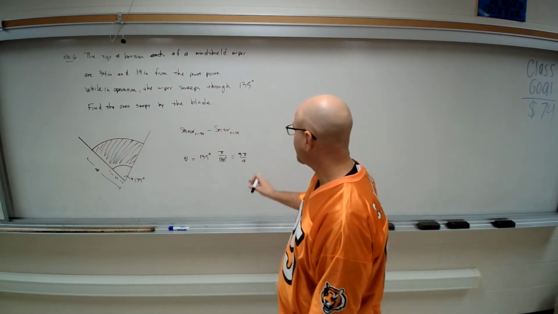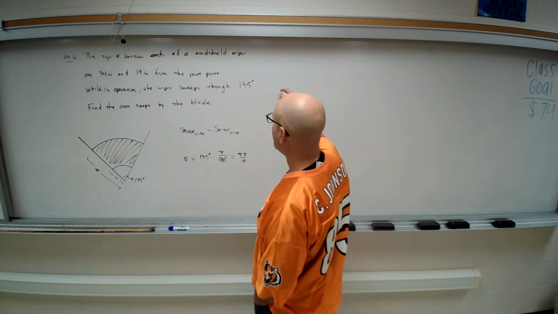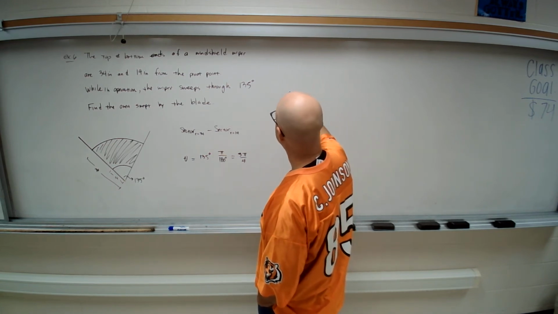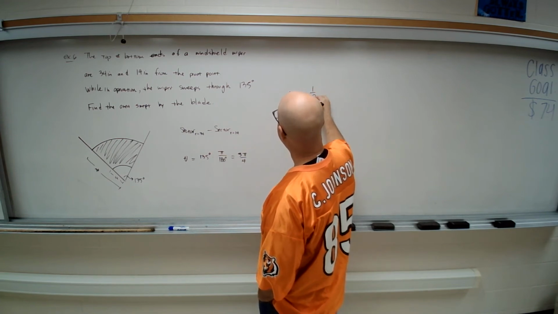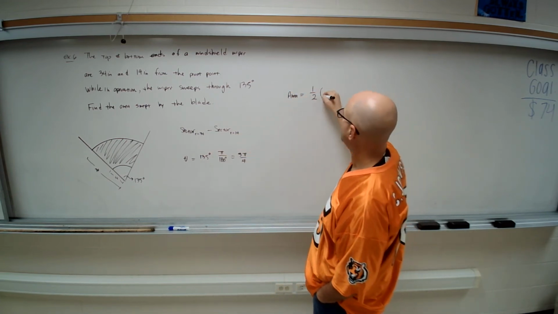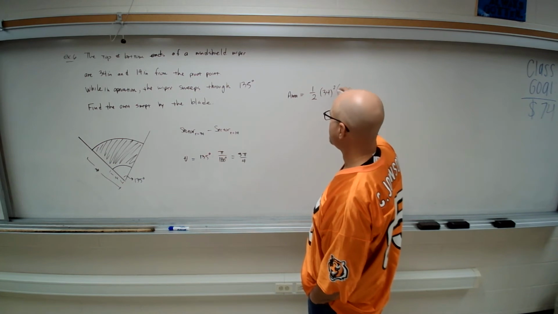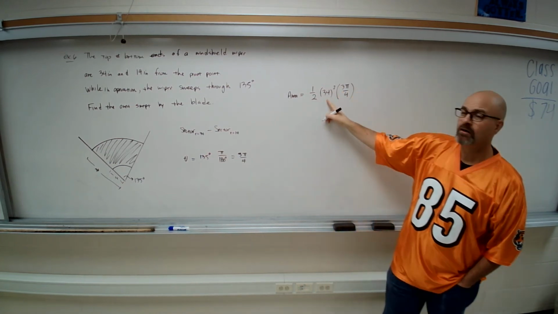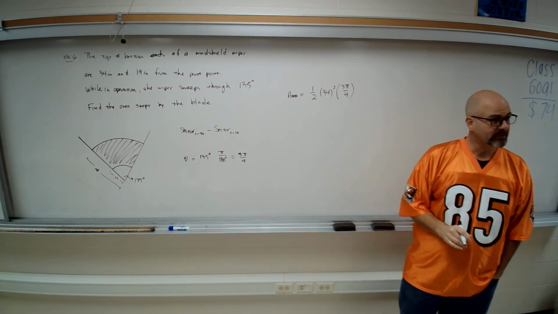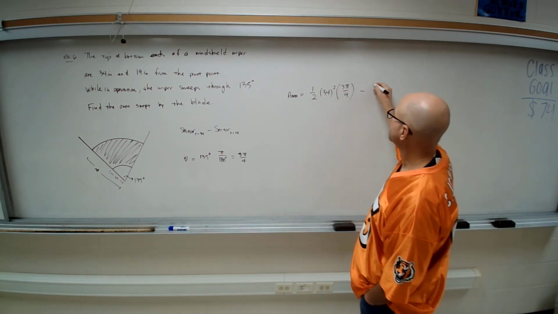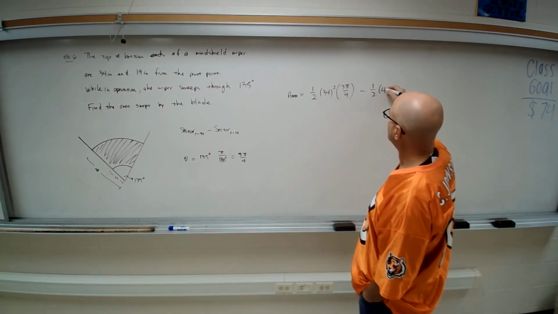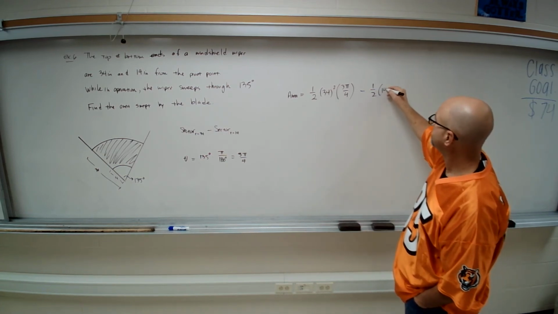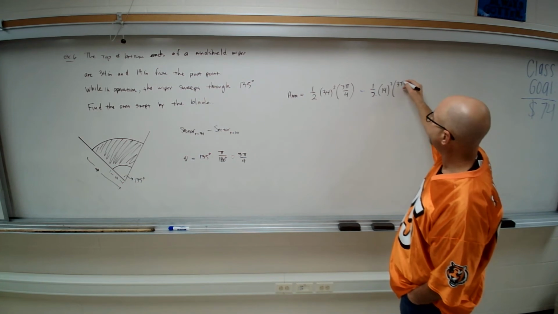So to find the actual area, it's going to be 1/2 times 34 squared times 3 pi over 4, so 1/2 r squared theta for the larger radius. And then we're going to subtract 1/2 times 14 squared times theta.